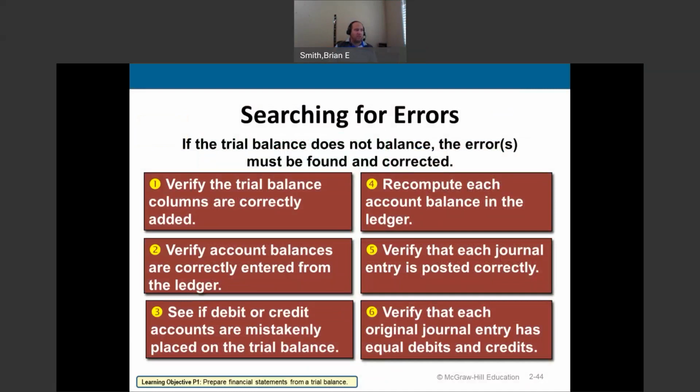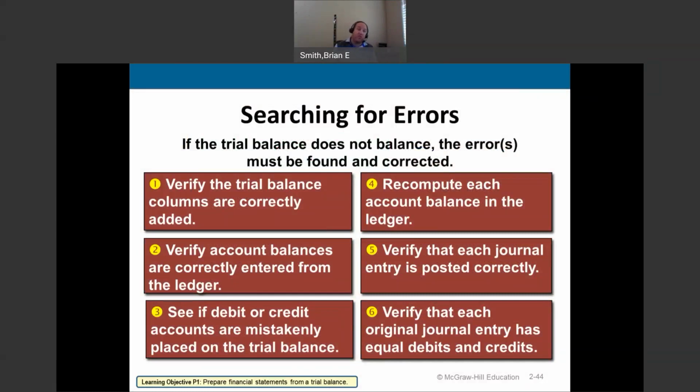So, searching for errors. If you ever find an error, you just basically go back each step until you find it. So if you're at the trial balance, go back and look and make sure you posted them to the ledger correctly and added up all those balances correctly. If you found the error, great, move on. If you didn't, then you need to go back to the journal entries and go through all those.